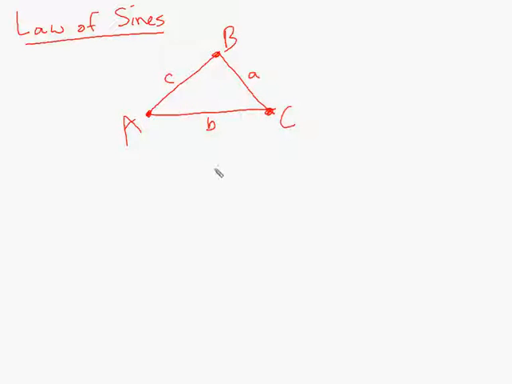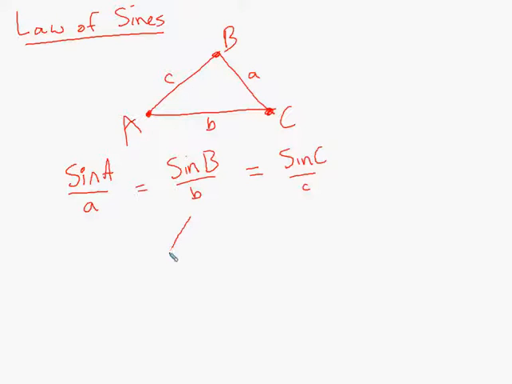So what the law of sines tells me is that the ratio of the sine of A divided by its opposite side equals the sine of B divided by its opposite side. Or I could involve C, the sine of C divided by its opposite side. So mix and match any two of these, and it'll work. So, let's do an example.